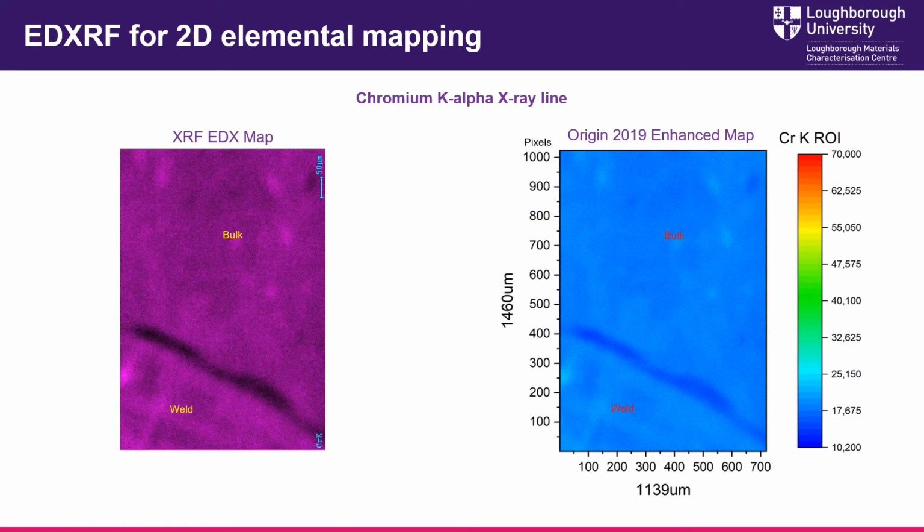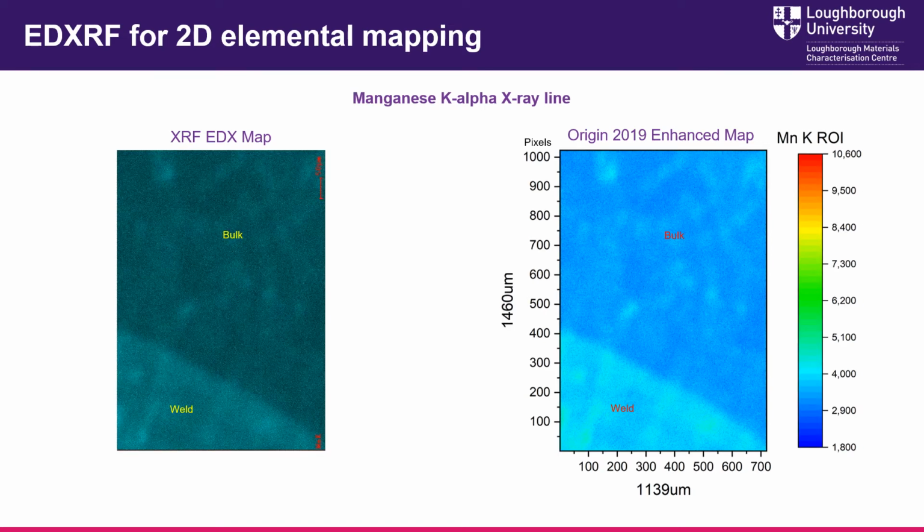The weld area shows what looks like some ordered structured distribution of chromium, while the bulk has a more homogenized distribution of chromium. The distribution of manganese shows stark difference between the weld and bulk regions. A higher concentration of manganese is in the weld region.